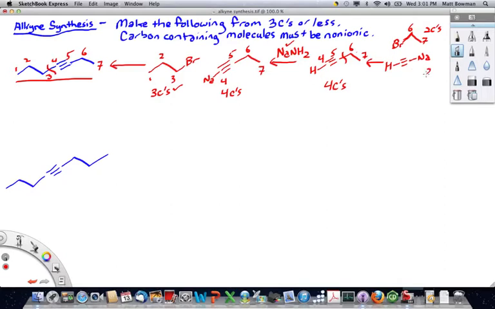This molecule has 2 carbons, but it's ionic because there's a sodium in there, so we have to make him. Make him by using sodium amide and adding that to acetylene. This molecule, acetylene, has 2 carbons, non-ionic, so check, we can start with that. And here is the synthesis, and all the materials that you start with now obey this rule.